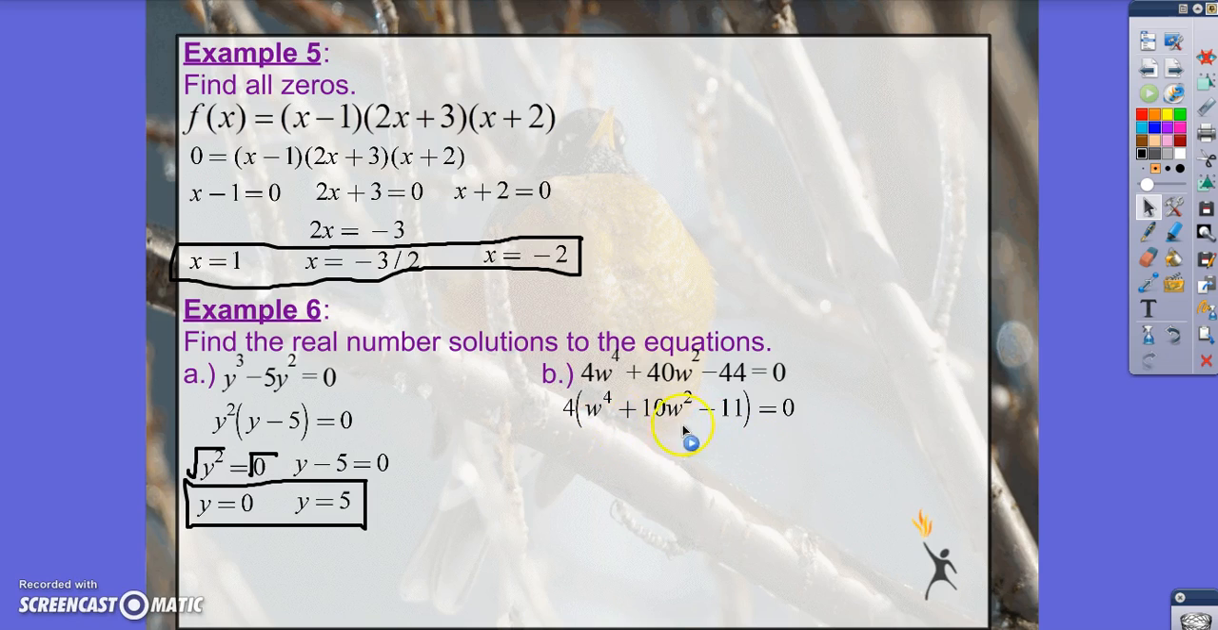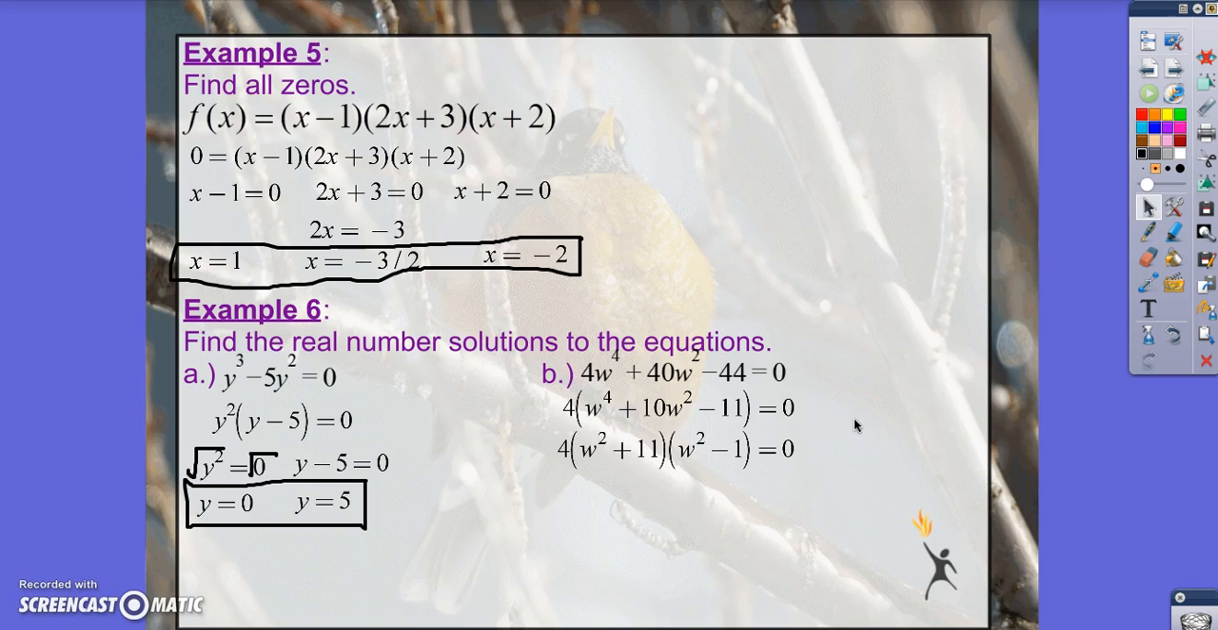And now when we factor this, w to the 4th will be w squared in each parenthesis. What do we know here? Signs are different, right? So let's look at the next line here. W squared in each, signs are different. 11 is 11 times 1. Why do we want the positive 11 and negative 1? 11 minus 1 is positive 10, which is the middle term.